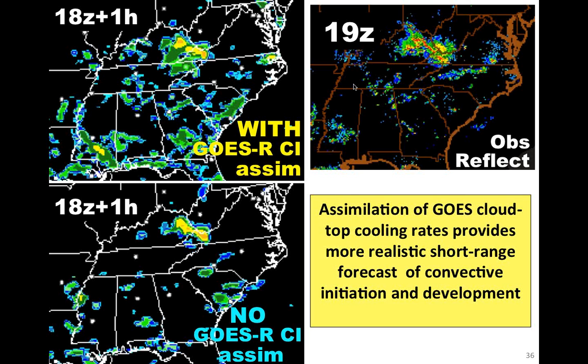This is an initial test, slide number 36, with and without assimilation. So there were some early indications when we started doing this that you're seeing an improvement in your convective storm forecast, especially using the clouds to tell you where to put the heating into the model.